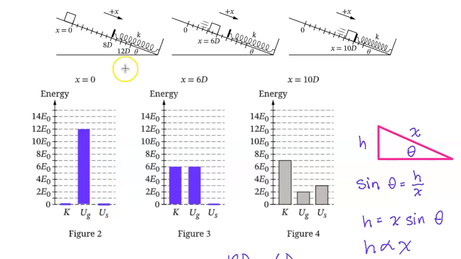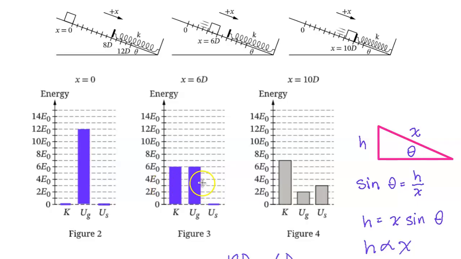Now we know that the spring is not compressed at x equals 0, so there is no spring potential energy, and because the block starts at rest, which we read in the question, there is no kinetic energy at x equals 0 as well. So all of the energy at the beginning is going to be stored in the gravitational potential energy. At x equals 6d, we still do not have any spring potential energy because the spring is not compressed. But the rest of the energy is going to be split between the kinetic energy and the gravitational potential energy.